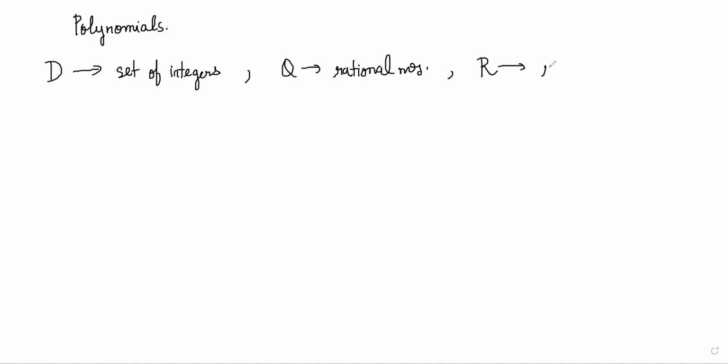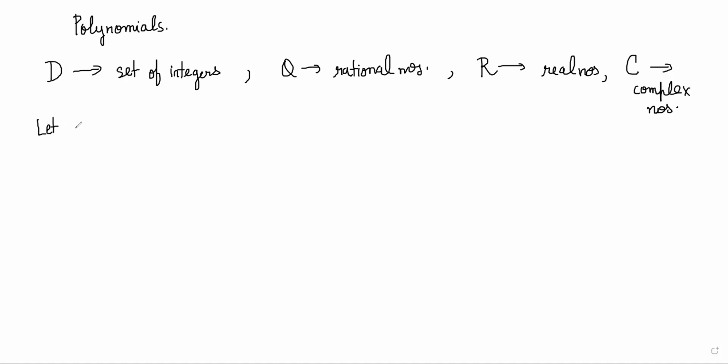We'll use some standard notation for polynomials. In this section, we'll use the symbol Z to refer to the set of integers, Q as the set of rational numbers, R for the set of real numbers, and C for the set of complex numbers. Let's get to the definition of polynomial.